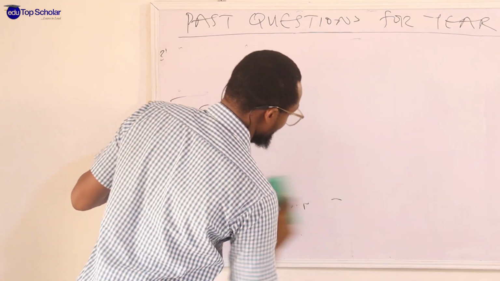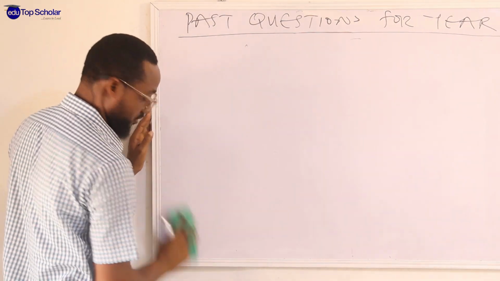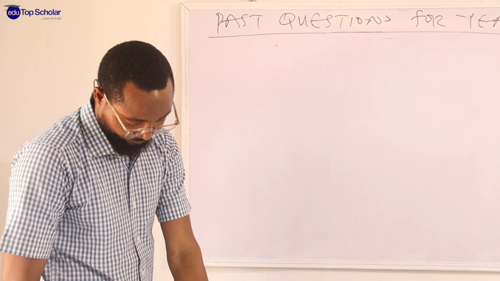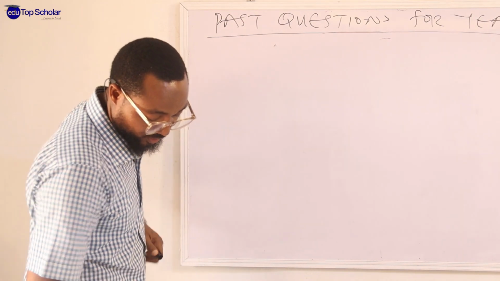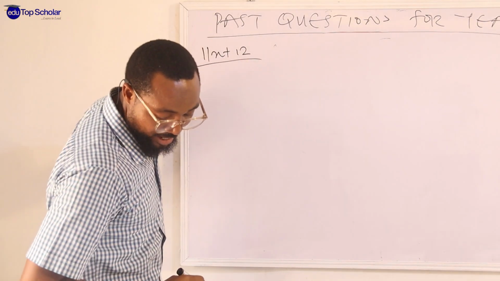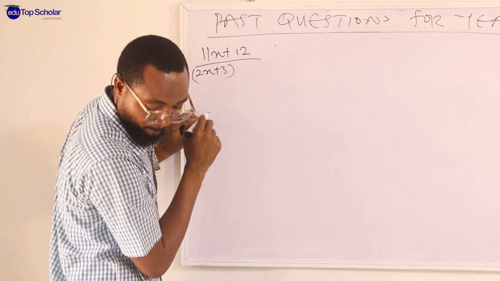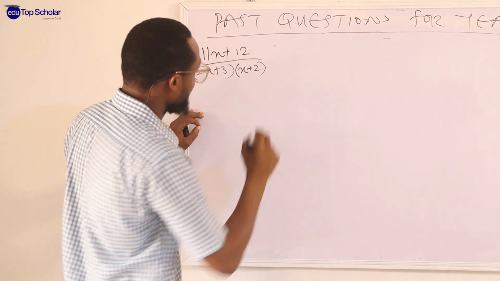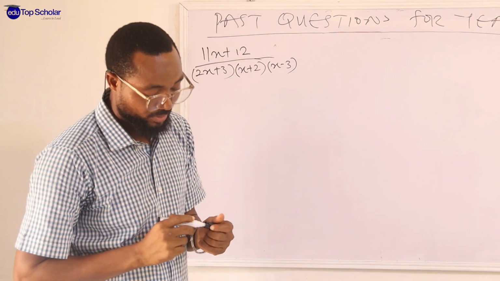Let me take that of the partial fraction so that we can go to question 4. Question 3a here. So resolve into partial fraction 11x plus 12 over 2x plus 3 multiplied by x plus 2 multiplied by x minus 3. We want to resolve this into partial fraction.